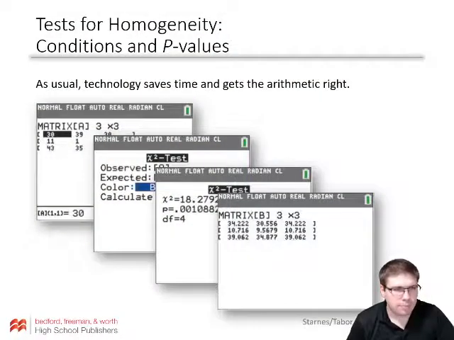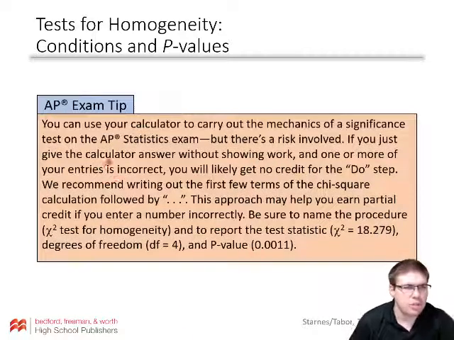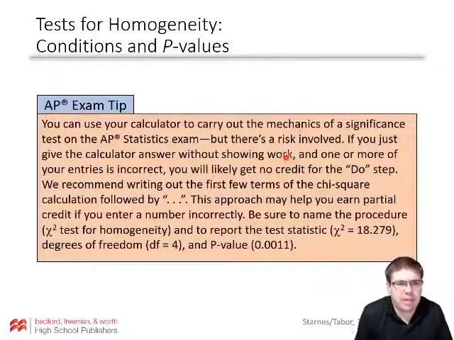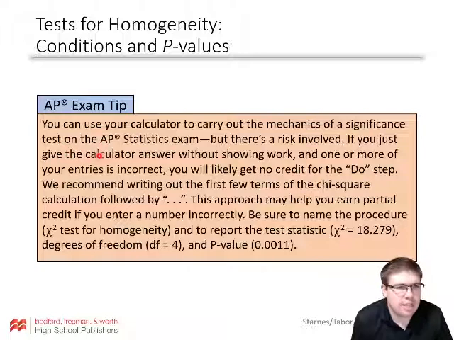So, AP exam tip, you can use your calculator to carry out the mechanics of a significance test on the AP statistics exam, but there's risk involved. If you just give the calculator answer without showing work and one or more of your entries is incorrect, you will likely get no credit for the do step. We recommend writing out the first few terms of the chi-square calculation followed by ... This approach may help you earn partial credit if you enter a number incorrectly.